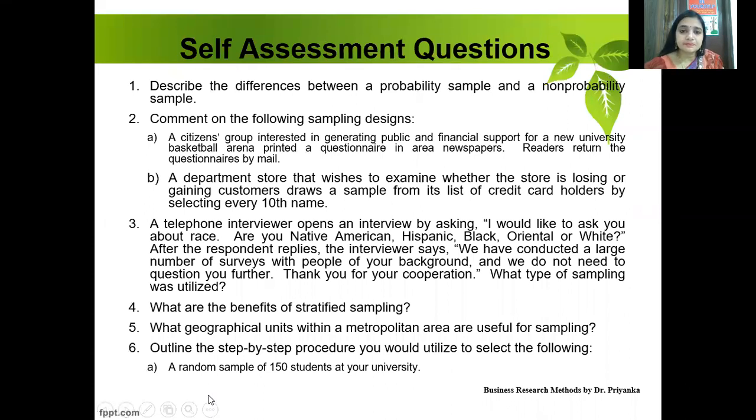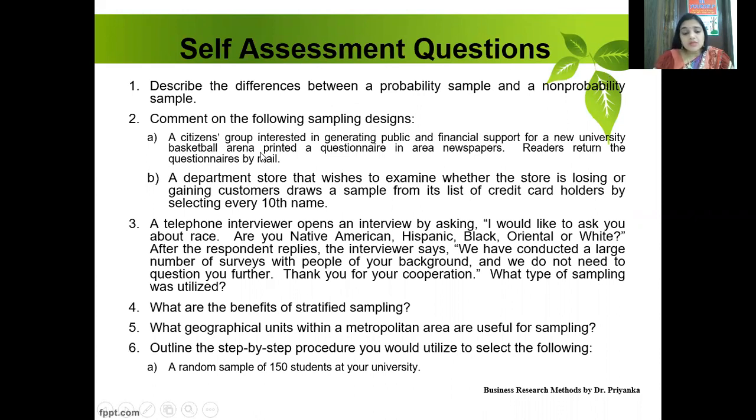Self-assessment questions. Describe the differences between a probability sample and non-probability sample. We have discussed this throughout the PPT, so you can very well describe it. Second is, comment on the following sampling designs.